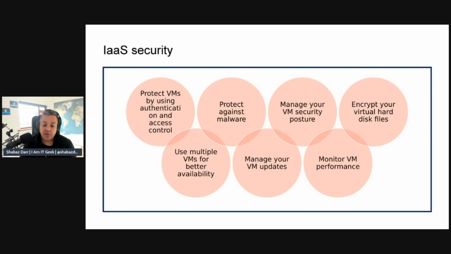Then we've got using multiple VMs for better availability. So this is high availability within Microsoft Cloud. If your VM runs critical applications like web services, etc., that need to have high availability, Microsoft strongly recommends that you use multiple virtual machines for that. So for availability, you can use availability sets, for example, or availability zones as well.